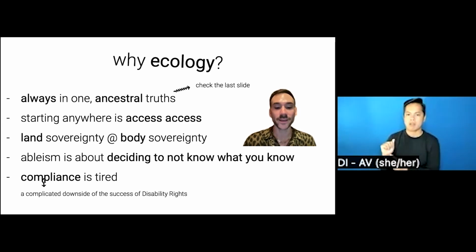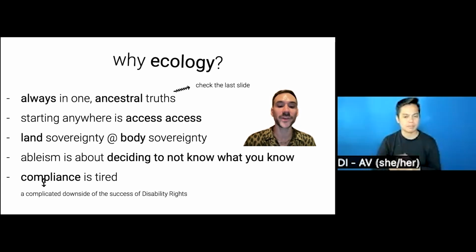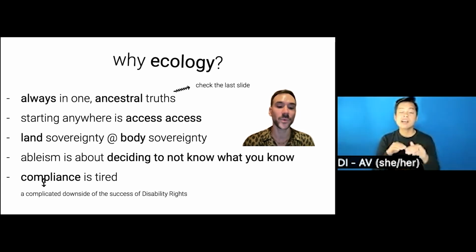I also think access ecologies are a move away from the fear and anxiety that we often hold when accessibility is understood as a matter of legal and regulatory compliance.